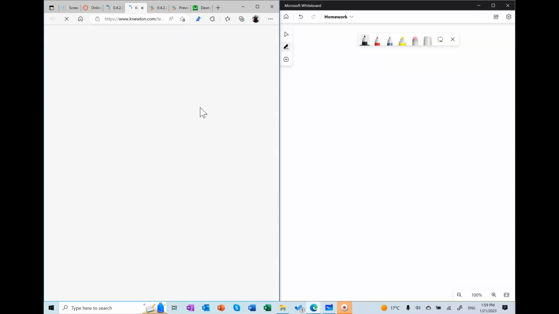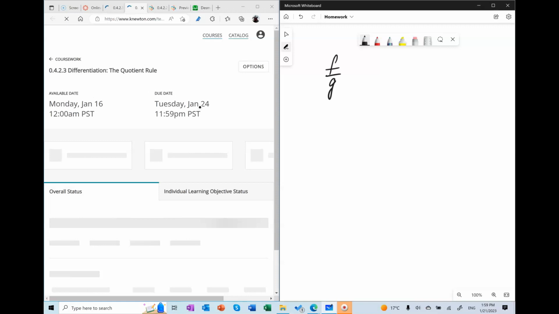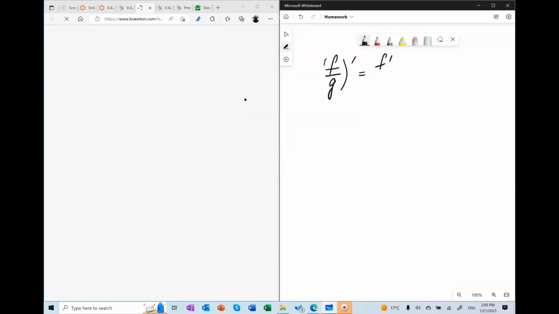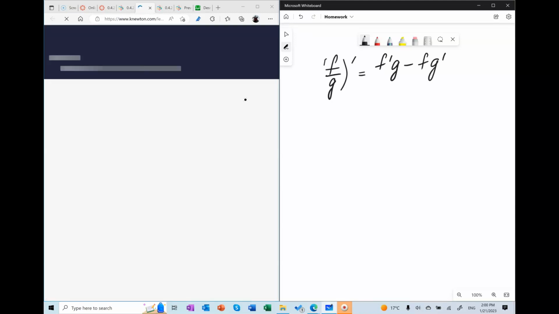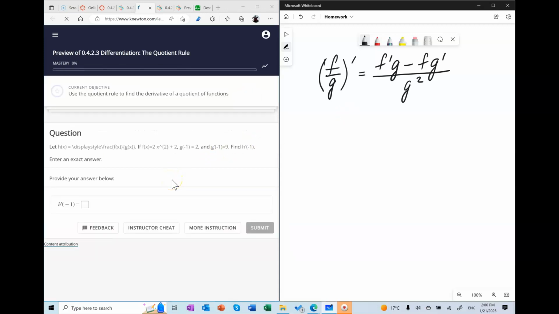Hopefully the quotient rule won't take too much, because the rule itself is very similar to the product rule. The numerator of the expression is very similar to what we see in the product rule, except it has the negative sign. But it's the quotient rule, so we also have g squared in the denominator. This is the quotient rule, and let's see what we have here.